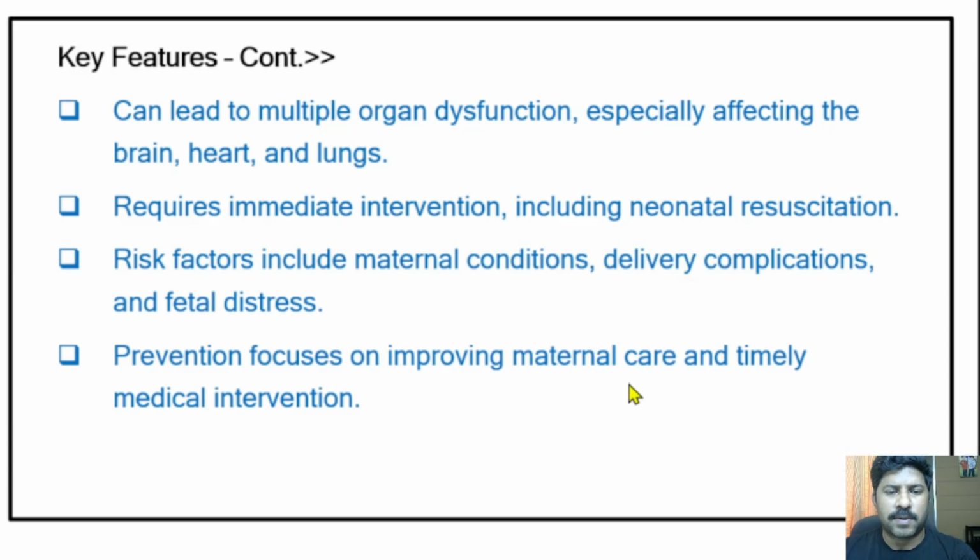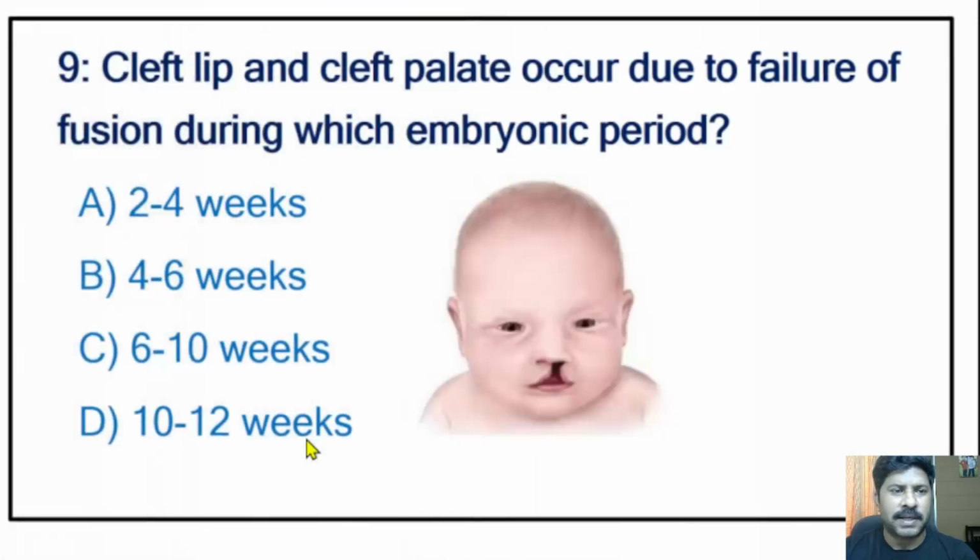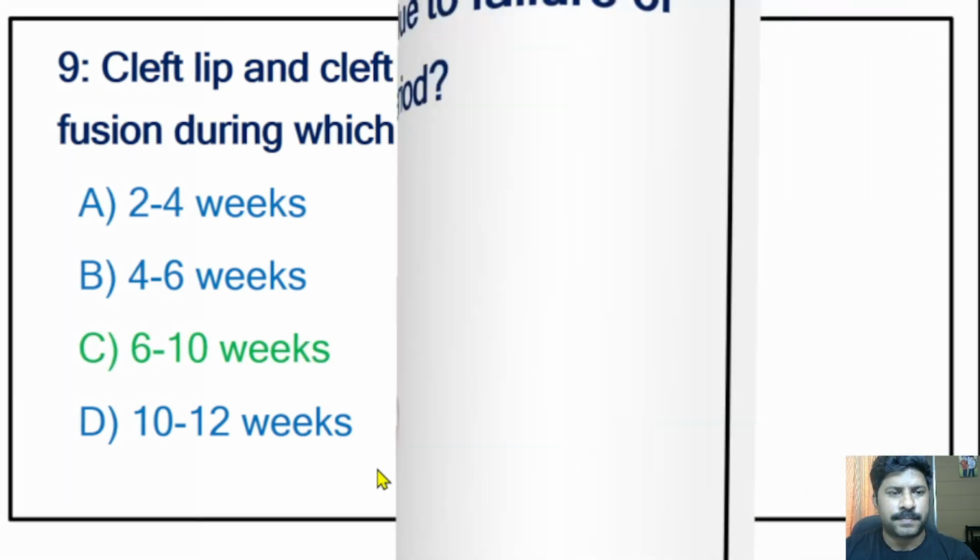Prevention focuses on improving maternal care and timely medical intervention. So we will move to the next question. Cleft lip and cleft palate occur due to the failure of fusion during which embryonic period? 2 to 4 weeks, 4 to 6 weeks, 6 to 10 weeks, 10 to 12 weeks. So the correct answer is 6 to 10 weeks.